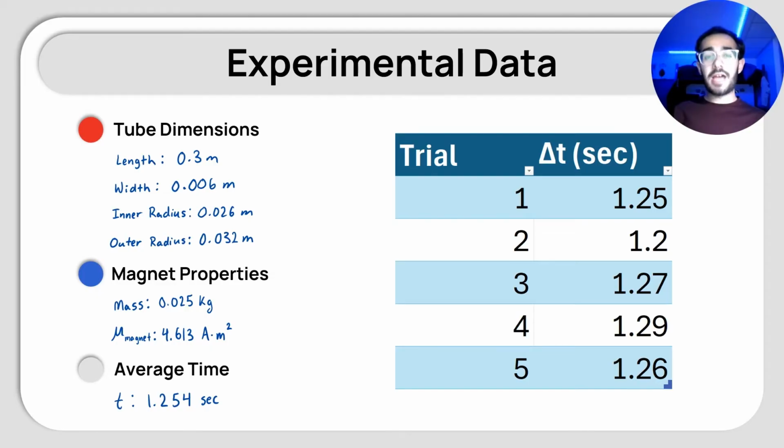On the left, I have listed the dimensions and properties of the aluminum tube and bar magnet that I used in my experiment. The table on the right displays the change in time for the bar magnet to enter and then leave the tube for 5 different trials, with the average fall time being about 1.254 seconds.